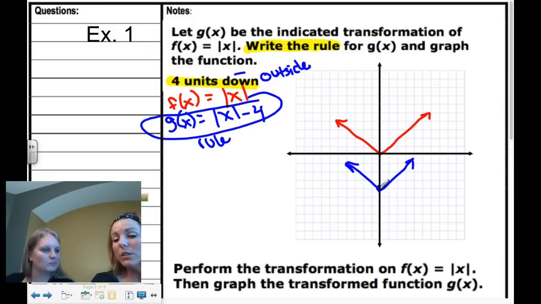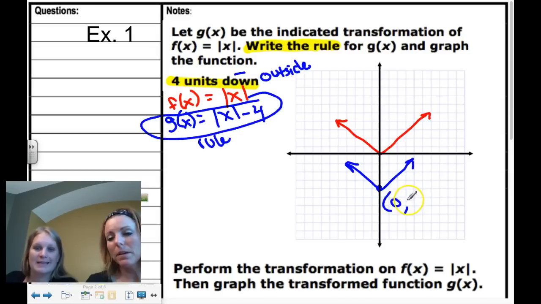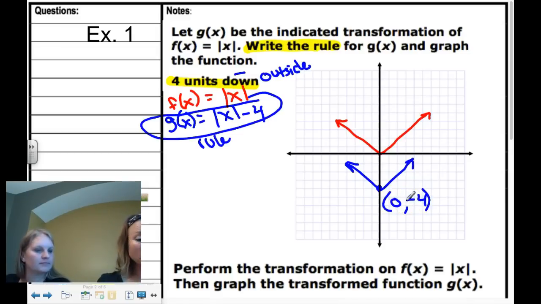Perfect. And now notice the vertex, maybe right next to the blue graph. What's the vertex for that new graph? Well, we didn't go left or right, so it's still 0. But we went down 4, so -4. So the red vertex is still 0, 0, and the blue one's 0, -4.